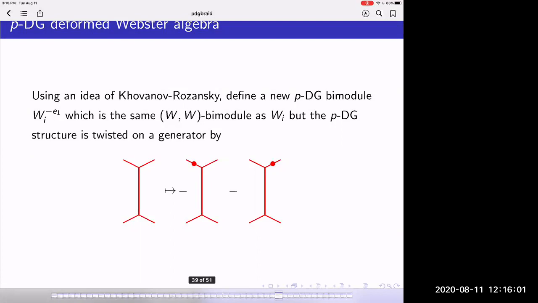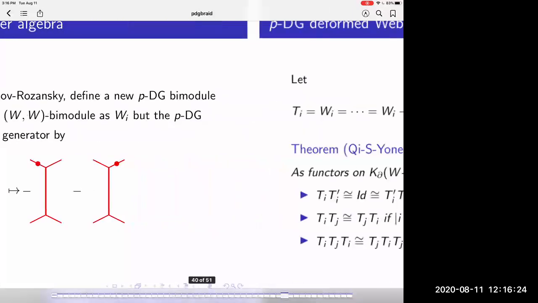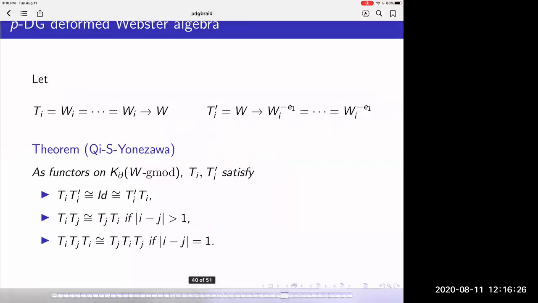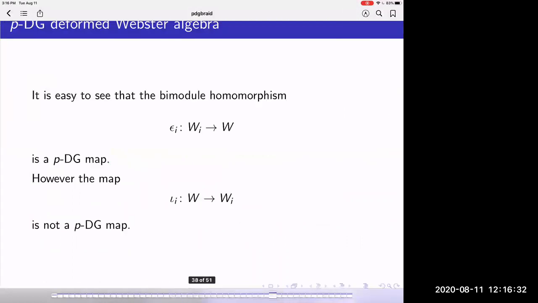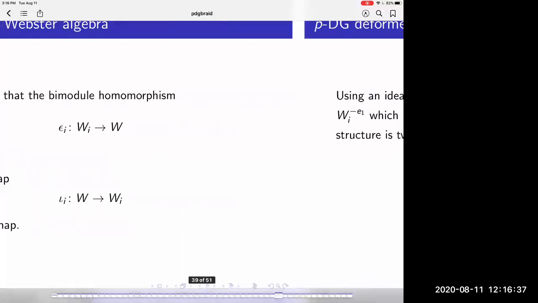Okay, so what is Wi to the minus E1? As a bimodule, it's the same as Wi from before, but now the PDG structure is twisted a bit. So D on this bimodule generator produces the dots corresponding to the first elementary symmetric function on the I and I plus first strand, also with a negative sign. Okay, and one could then check that this map I to I, which was a problem without the twist, now becomes a PDG map with the twist.